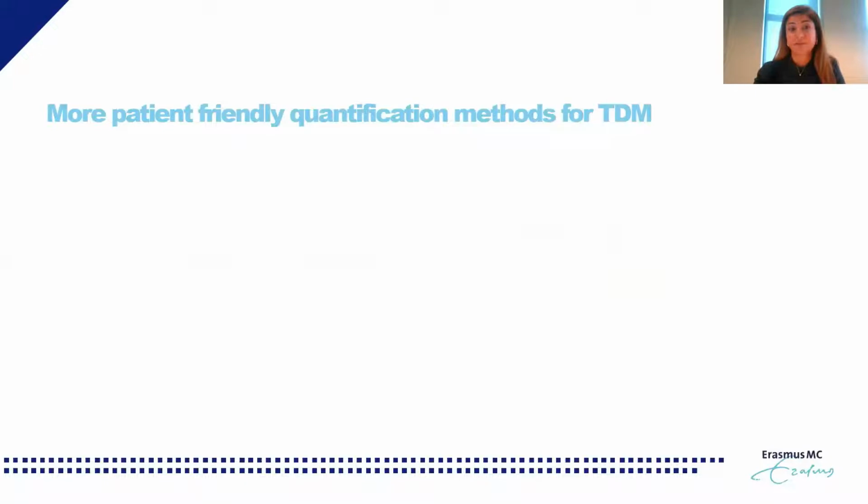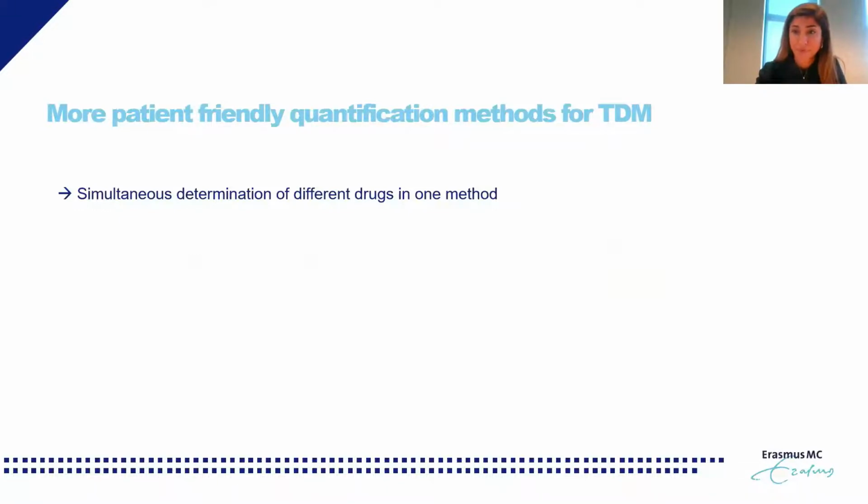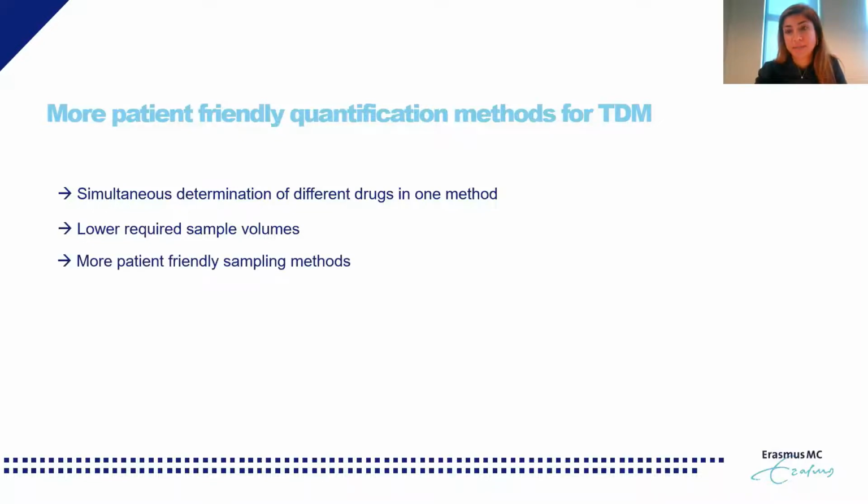So there are different ways to make your quantification method more sustainable and also more patient-friendly. One of them is the development of multi-methods, because that enables the simultaneous quantification of different drugs in one method, which will result in lower required sample volumes. And also another option is to make use of more patient-friendly sampling methods instead of the standard vena puncture sampling method.